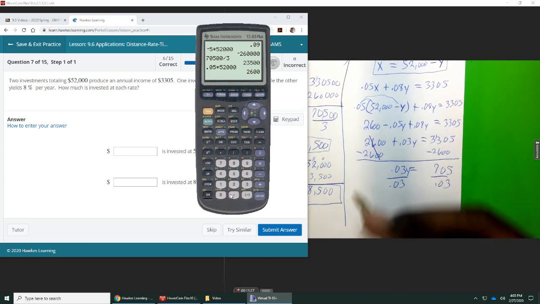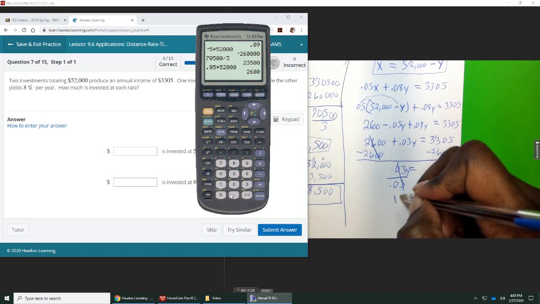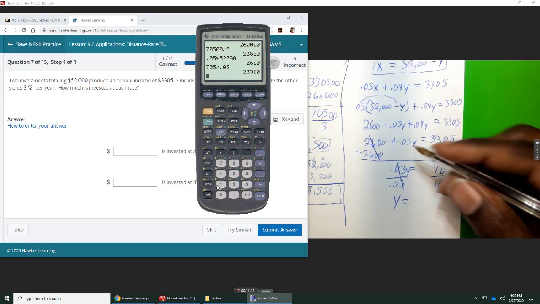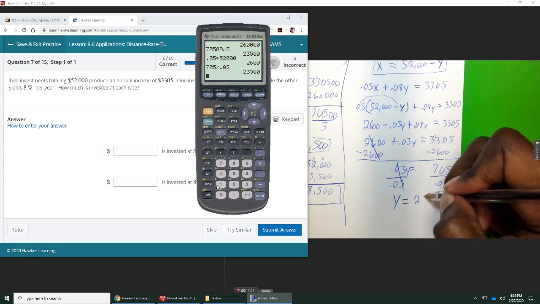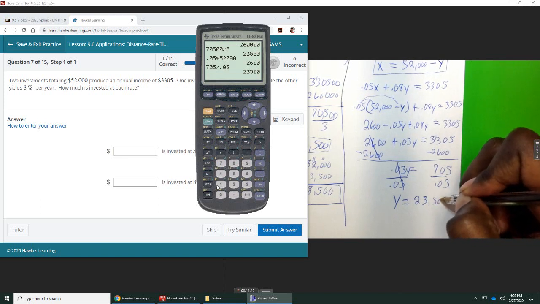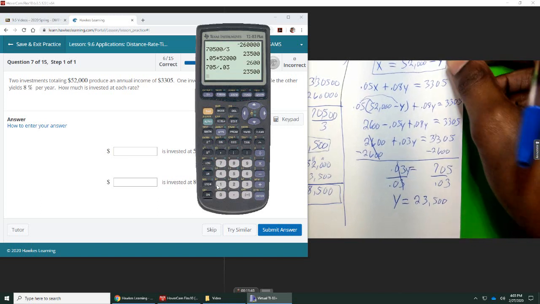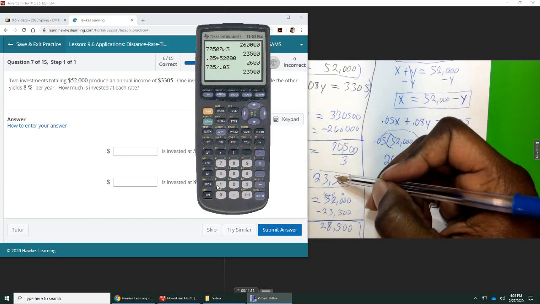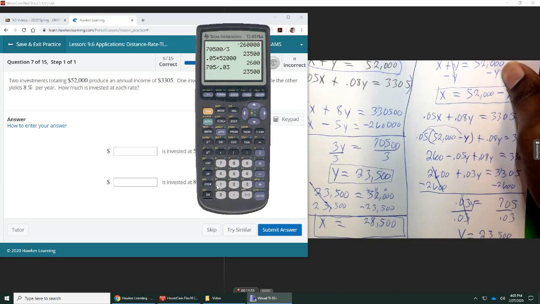So when we divide by 0.03, we're left with y equals, and we're going to do 705 divided by 0.03. And you see for y, we're getting 23.5, which is the same y that we got on the other side, 23.5.